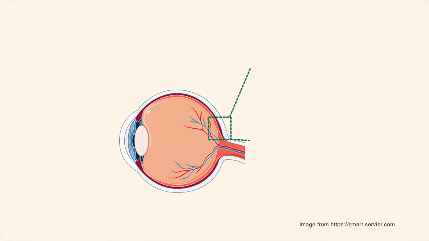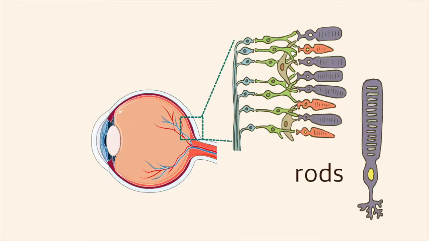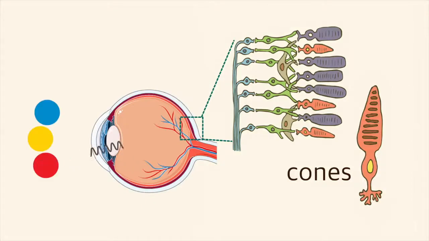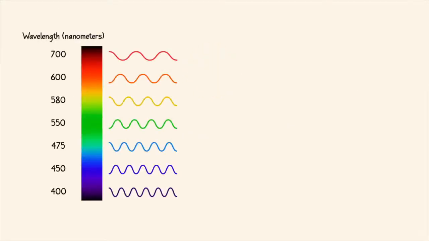In your eyes, there are specialized cells called receptors that detect light. There are 2 kinds of visual receptors, the rods that we mostly use to see at night and the cones that detect the colors. As you are learning today, in white light or sunlight, all the different colors or waves of light are present together.